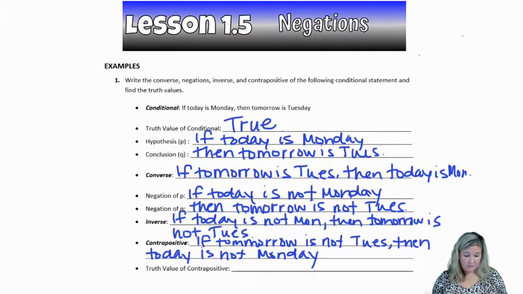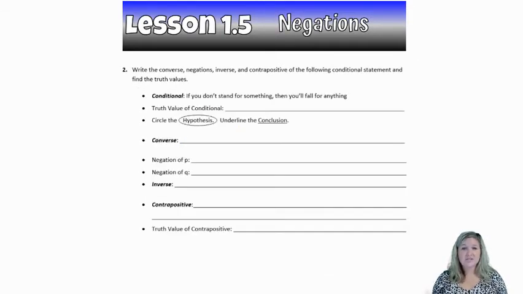The truth value of the contrapositive is true. Just running through those again: the converse flips them. The inverse keeps them in the same order but makes them both not. And the contrapositive flips and makes both of them not. Let's look at this second example.